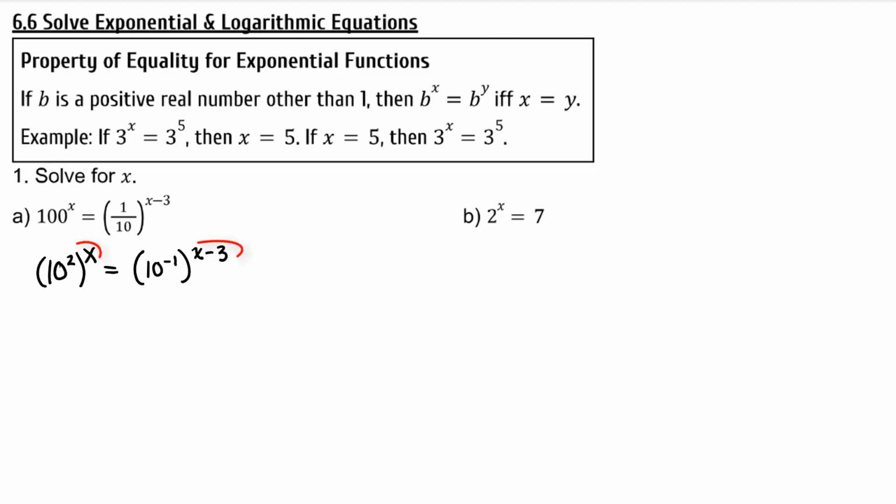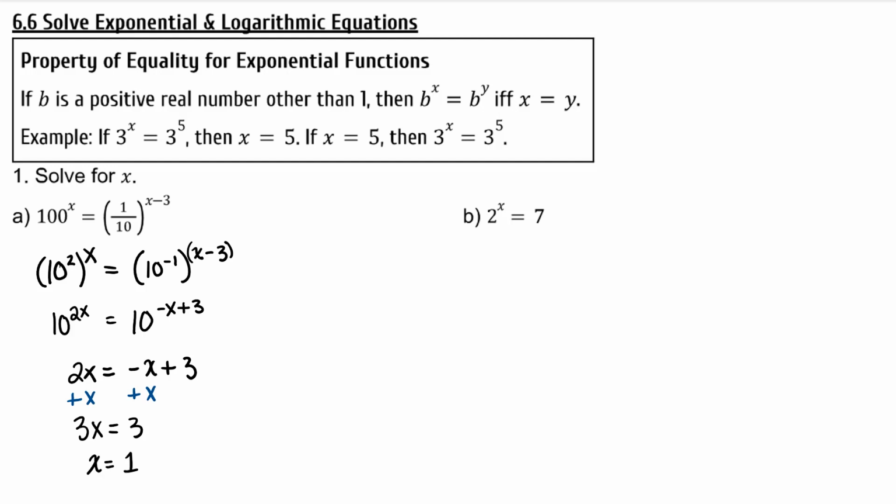On both sides you have a power to a power, so we'll multiply. And now that we have the same base of 10, the exponents are equivalent. So 2x is equal to negative x plus 3. Continue solving. So x equals 1. Let's check. So x equals 1 is our answer.